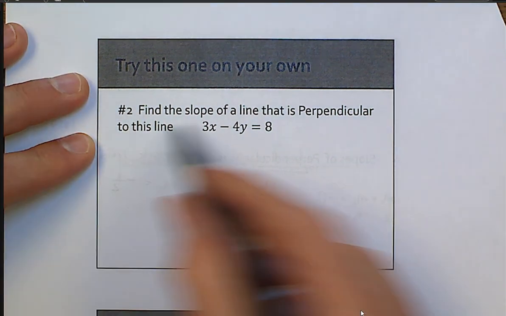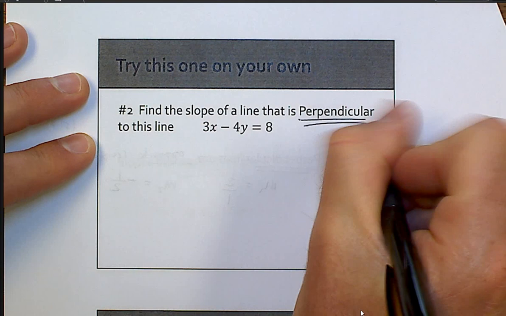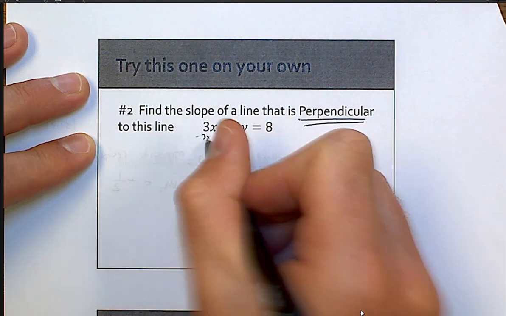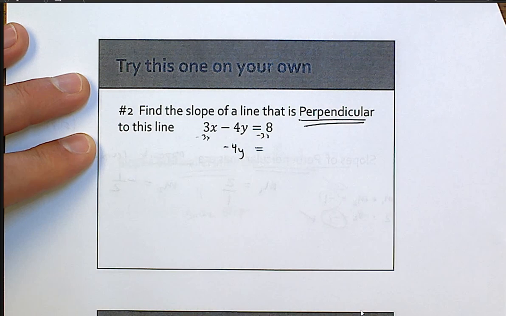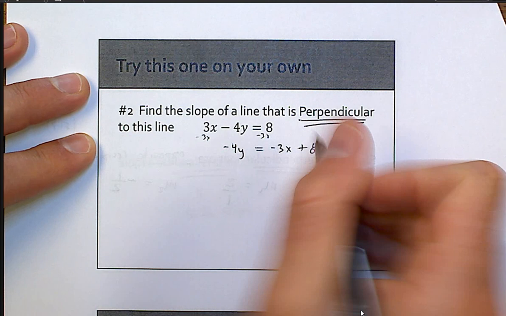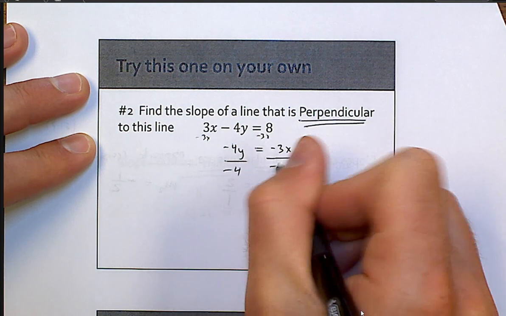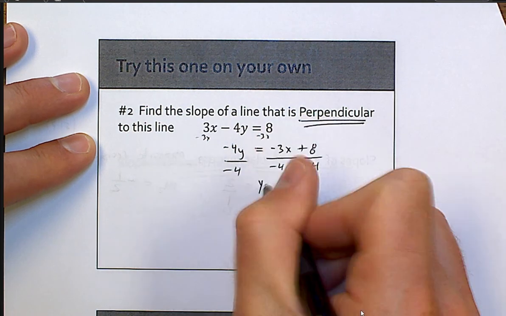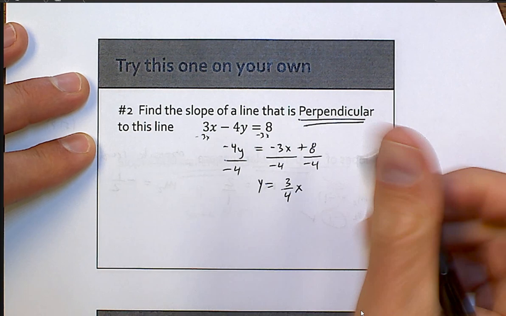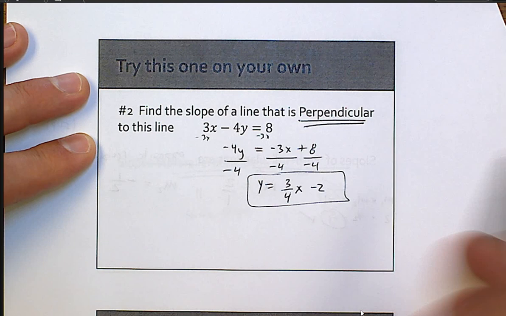Find the slope of line perpendicular. So I'm thinking opposite reciprocals. I've got to put this in slope-intercept form, so I'm going to subtract 3x. That negative 4y stays, so negative 3x plus 8, divide by negative 4, and I get y equals a negative divided by a negative is a positive, so you want to simplify that, minus 2. So all I did was just put that in slope-intercept form.